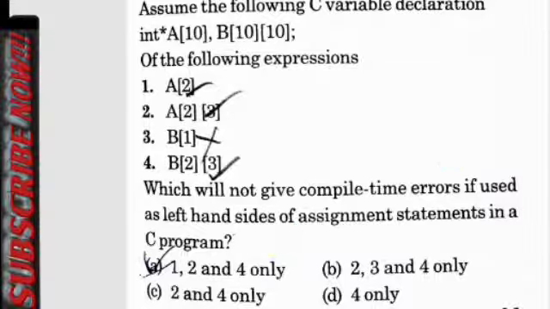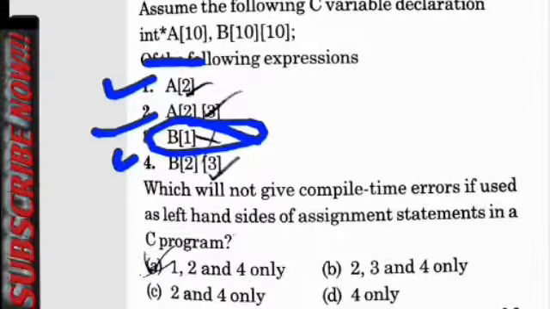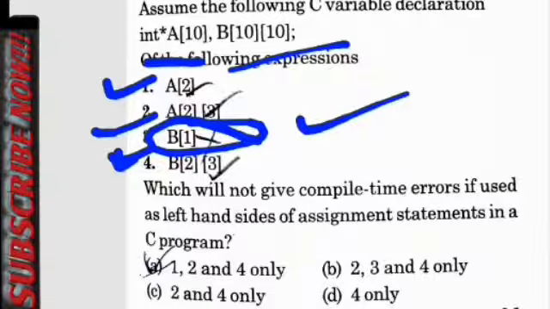Here the first is correct, meaning it does not give a compile error, because here the array has 10 elements. Option B is also correct because here a pointer is used with the array. Option three is wrong because the array B is a two-dimensional array, but here it is used as one-dimensional, so it is incorrect. And option 4 is also correct because here the array B takes 10 into 10 elements. The correct option is option A, 1, 2 and 4.